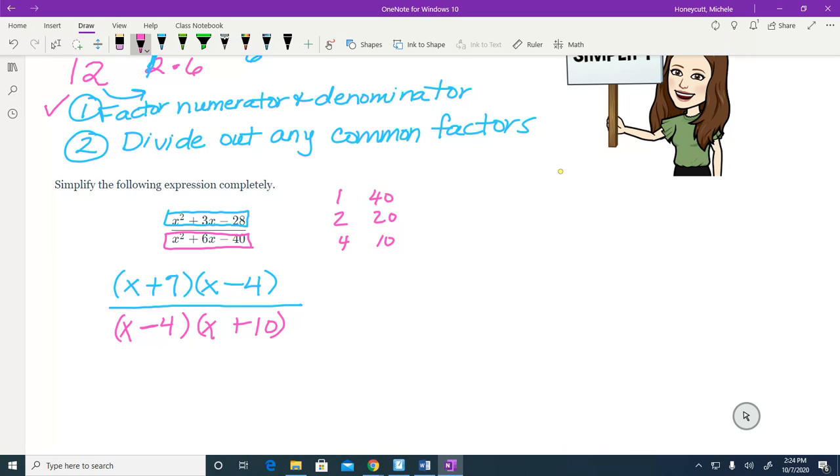Check. Now I'm going to divide out any common factors. Now factors are separated by multiplication.